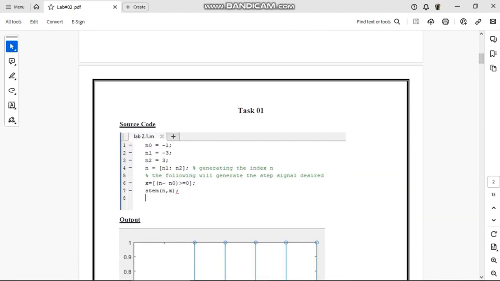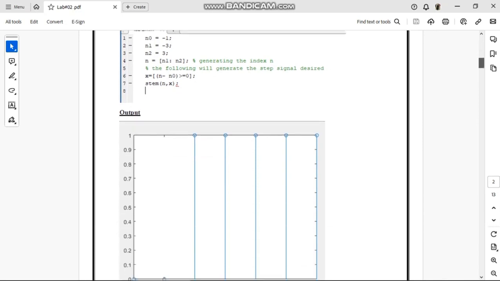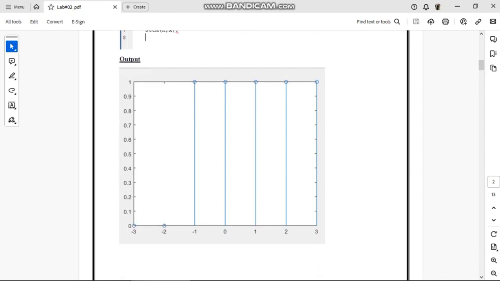In task 1, N0 is representing the value of the axis. N1 and N2 are showing the value of the limits. Then I have defined the index value. Then I used the step signal and then used the stem command to plot the following signal. The output is being shown in the following figure. As through this figure you can clearly see that the limits are from -3 to 3.